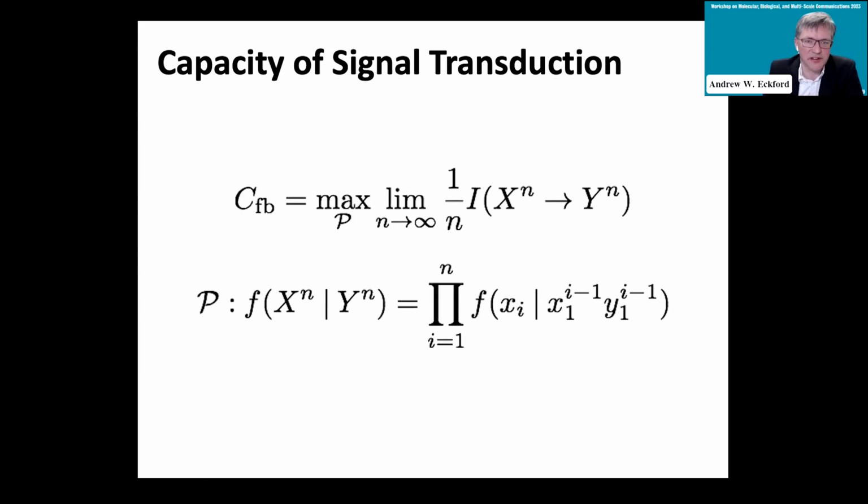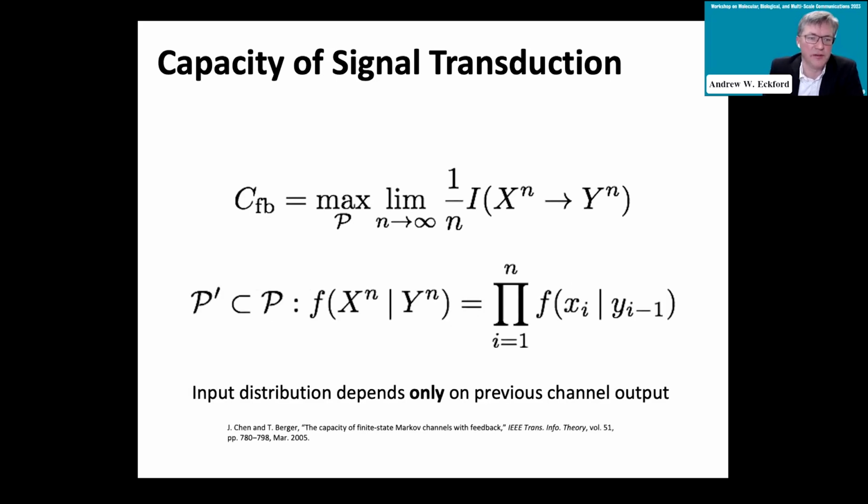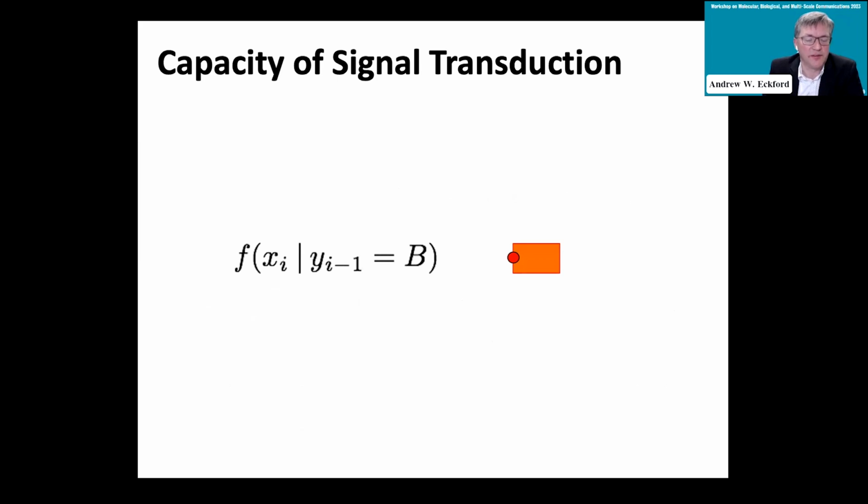Okay, this does not seem very simple at this point, but there's a neat result from Jun Chen and the famous Toby Berger that says that for channels of the type that we're using, all you have to worry about to decide what the next state is, is whether the state is bound or unbound. So it only matters what the current state of the channel is. That's enough to achieve feedback capacity. So it turns out that's quite simplifying.